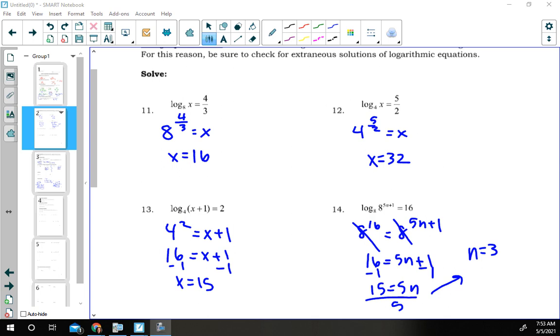Number 13, I had to do some solving. So I took 4 squared. I got 16 and actually solved for x. 14, I canceled out those 8s. You could have also used your shortcut to cancel that out. Just set 5n plus 1 equals 16 and solve for n.